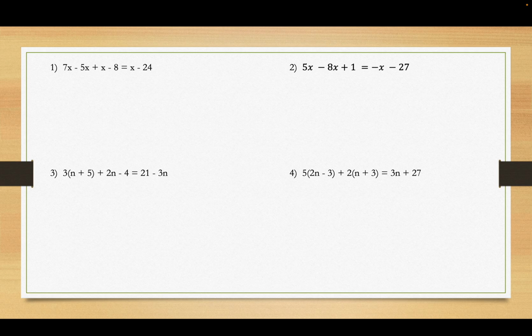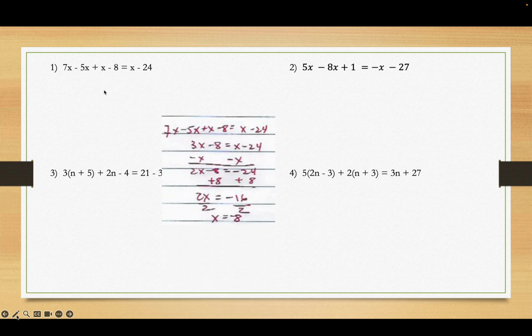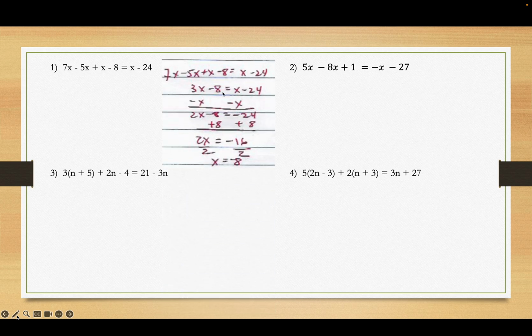So you will notice on the first one that we have a little bit of a combination of same side and opposite side in the same problem. This is how it usually works. Your very first thing you want to do, realize that you have the 7x, the negative 5x, and the 1x on the same side of the equal sign. Same side, same operation. I always look for that first. So 7x minus 5x is 2x plus another x is 3x. So I get 3x minus 8 is equal to x minus 24.